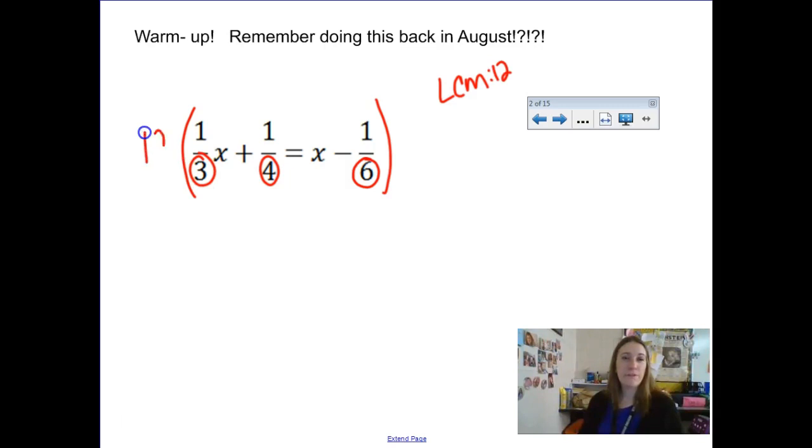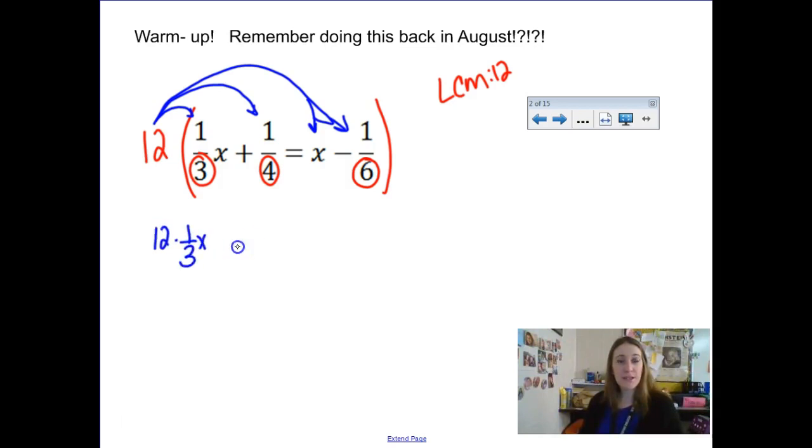So if you throw a 12 in front of the equation, that inspired you to distribute. So the 12 was distributed to every term, whether it looked like a fraction or not. Whoops, I missed a term here, didn't I? This guy. And over here as well. So 12 times 1/3 x is going to reduce, and 12 times 1/4 is going to reduce, and 12 times x is just going to be 12x, and then 12 times 1/6 is going to reduce.